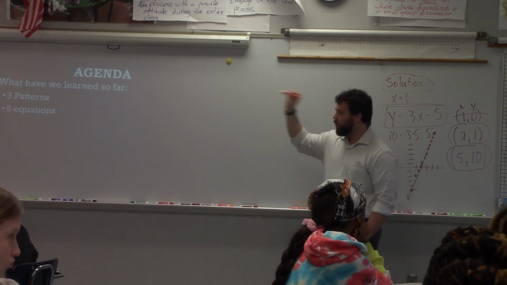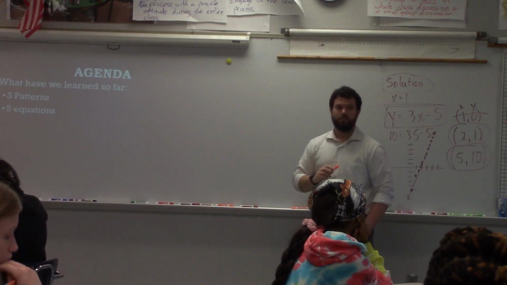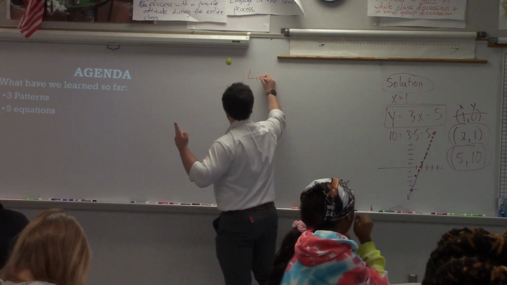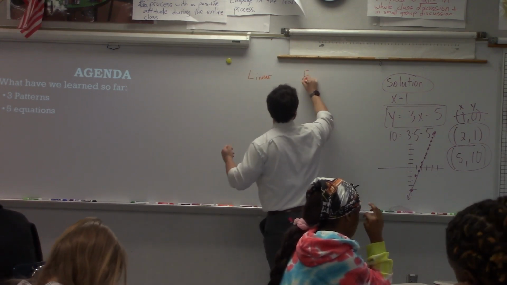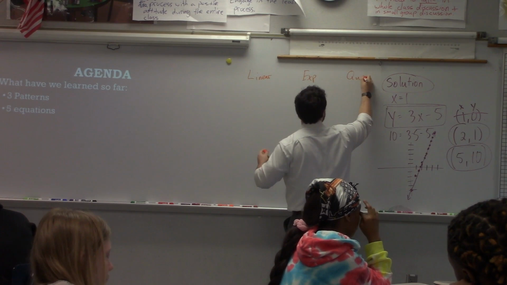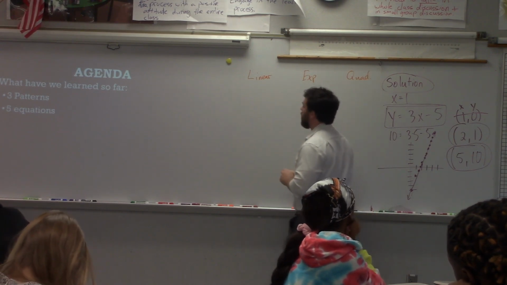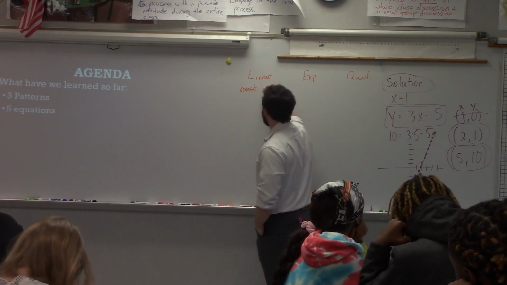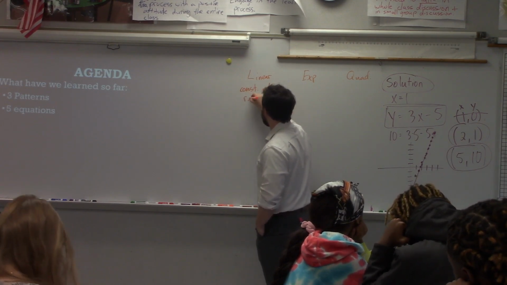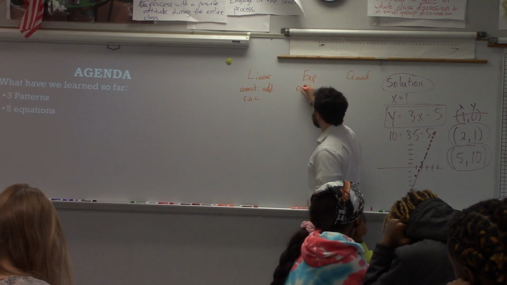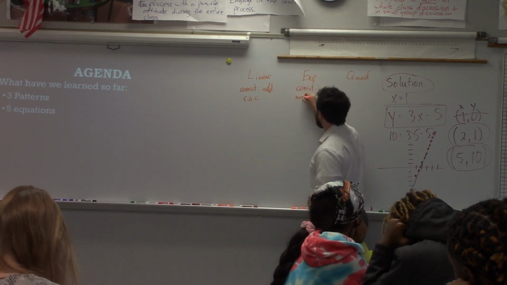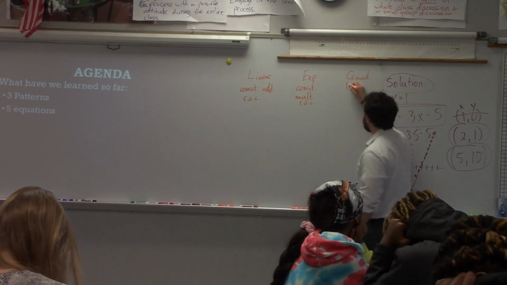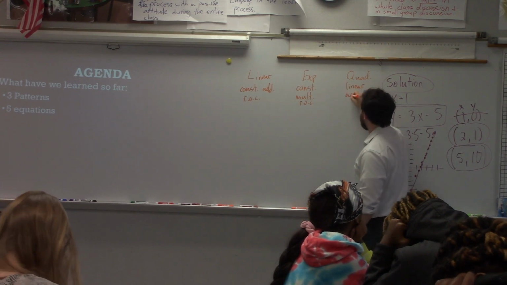What are the 3 patterns that we have studied so far? Linear, exponential, and quadratic. We need to know what makes each of those patterns. Linear, constant additive rate of change, called a slope. Exponential, constant multiplicative rate of change, called a constant factor. Quadratic, linear additive rate of change.